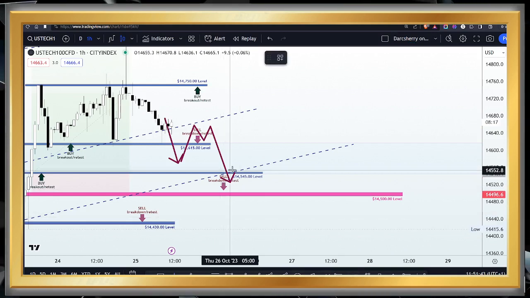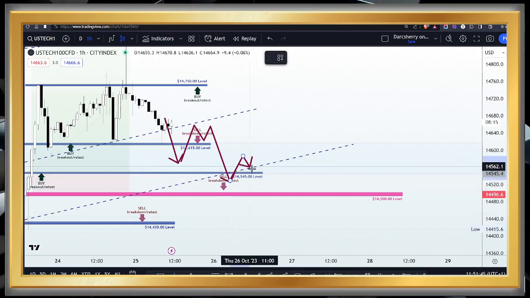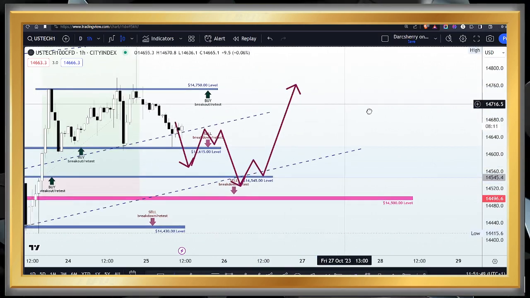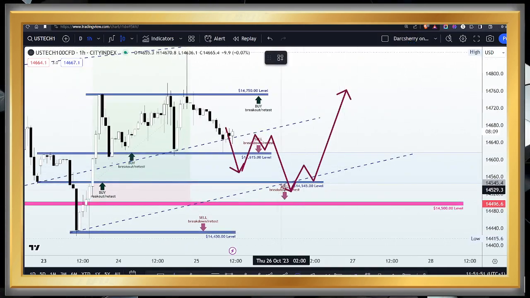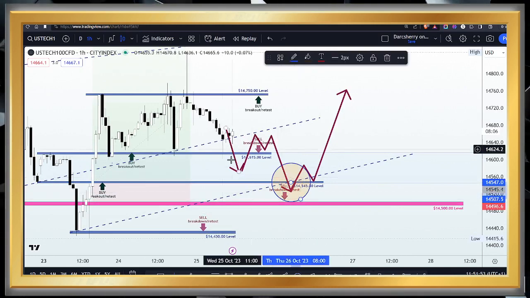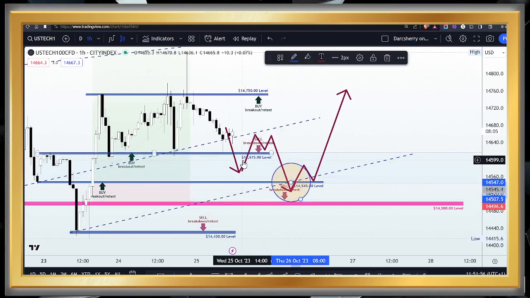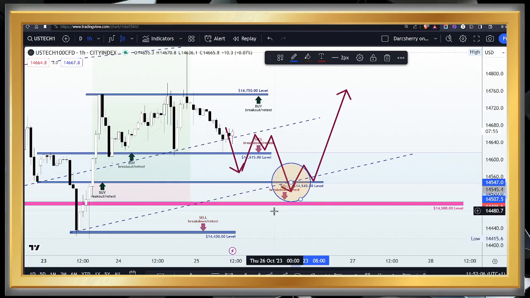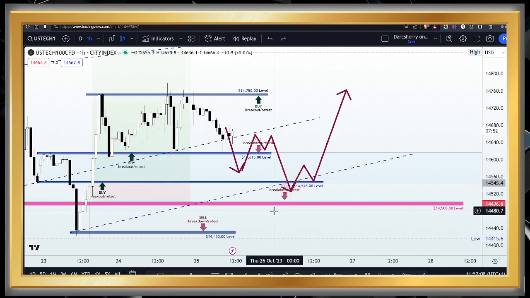However, if price begins to find buy pressure above the trend line, then this could still welcome buying opportunity. So as soon as price gets into the zone, if you had sold below the 14,615, please ensure you move your stop losses, secure the current sell position you have, while we wait and see how the market will react to that level. So this is my view here on the USTech100.